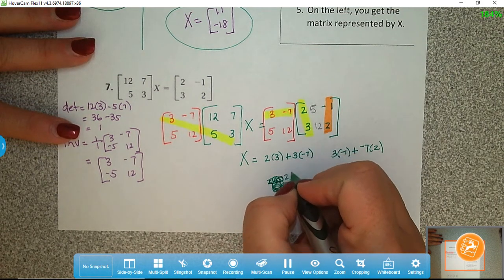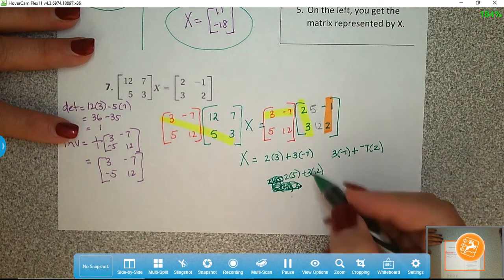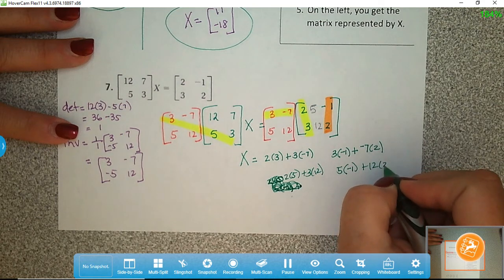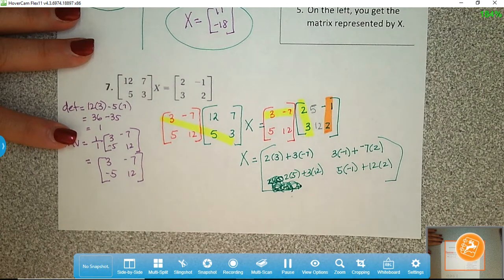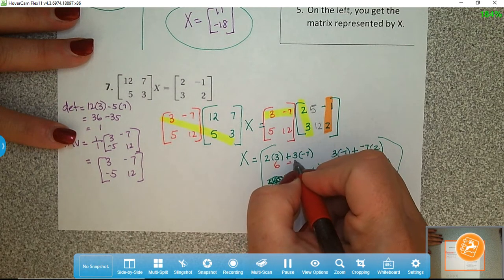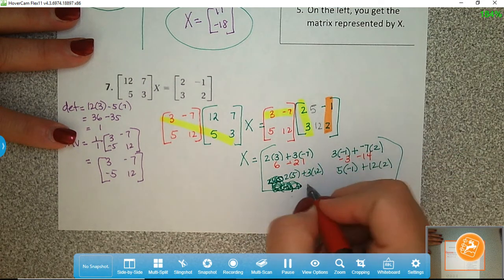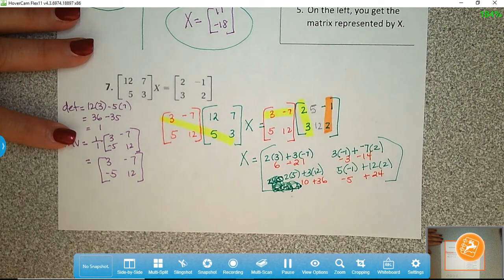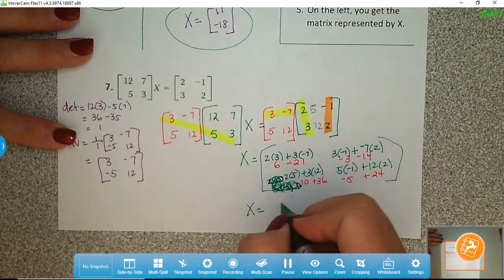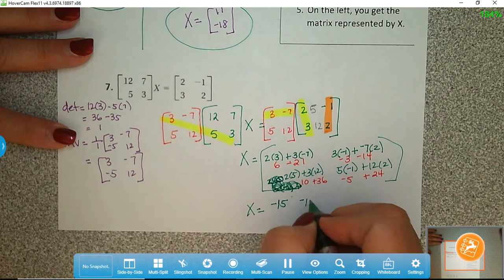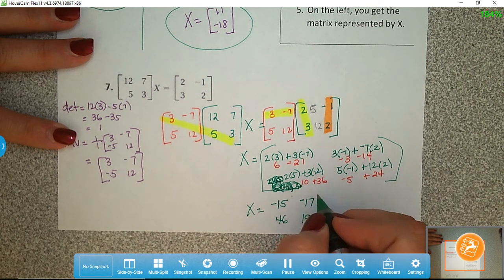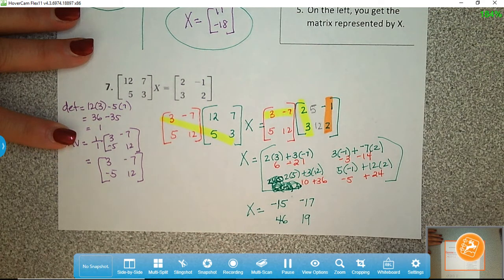So I have to start with 2 times 5 plus 3 times 12. Then scoot over to that row with the next column. Here's where I put 5 times negative 1 plus 12 times 2. So when we simplify, I've got 6 minus 21, negative 3 minus 14, 10 plus 36, and negative 5 plus 24. So for my answer, X is going to be negative 15, negative 17, 46, and 19. I have a feeling I've missed a sign somewhere. Oh, I did, and I missed it everywhere.